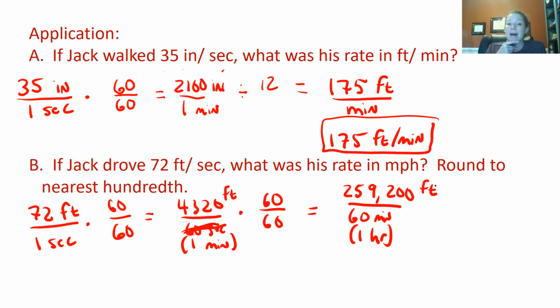But we don't want feet, now we want miles. So now we need to know, how many feet are in 1 mile? The conversion is that there's 5,280 feet for 1 mile. So what are we going to do with all of these feet right here? We're going to divide it by 5,280.